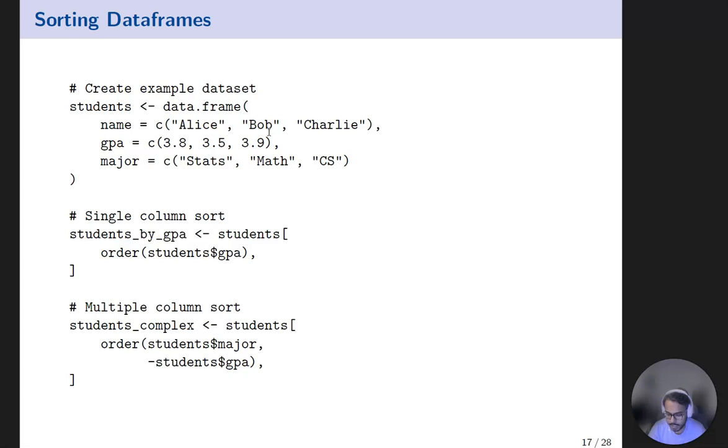Sorting data frames is essential for data exploration. Here we create an example dataset with student information. For a single column sort, use the order function inside square brackets, like student square bracket order parenthesis student $GPA. For multiple column sorting, provide multiple arguments to order, as shown in this complex example over here.